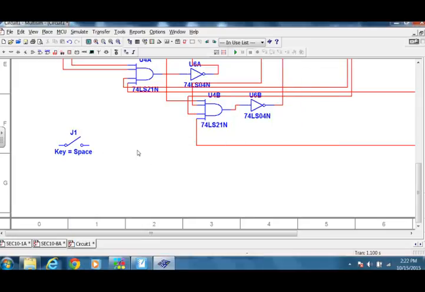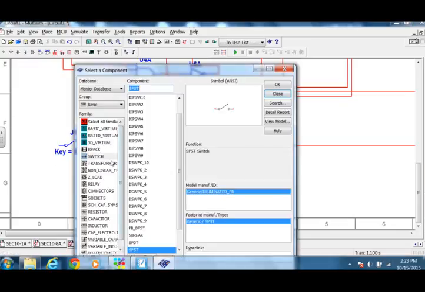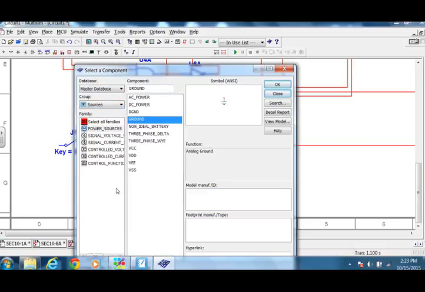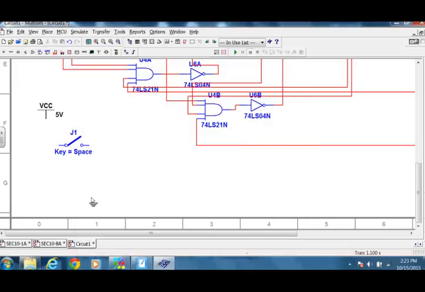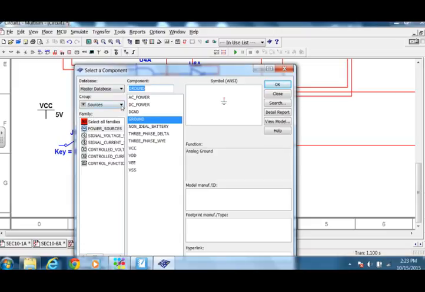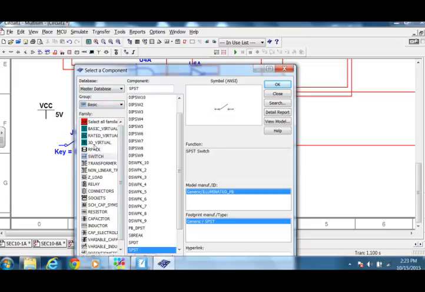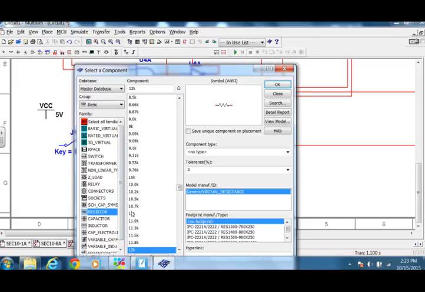I got it. All right, now I'm going to go and get some power here. Where's my pocket? I don't see many of those spots. Sources. All right, we'll go with another VCC. And we'll go with another ground. And we'll go with a resistor. Probably 10K would be okay. 10K.